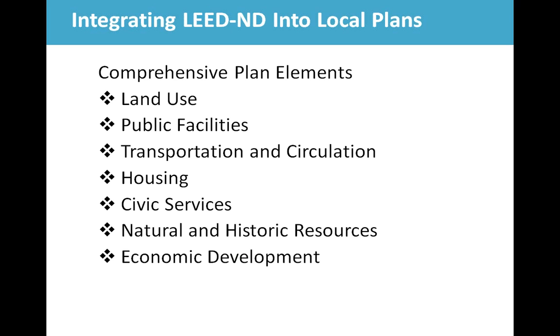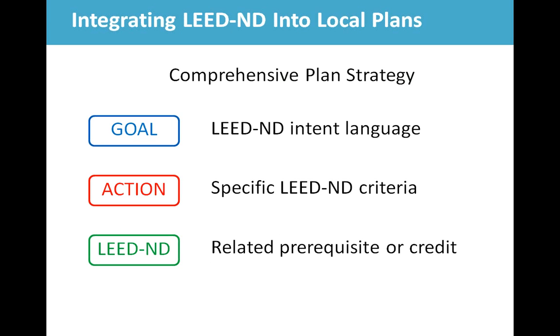The manual does this by showing how planners can convert LEED ND intent language and criteria into analogous planning goals and actions. By intent language and criteria, I'm referring to the general statement of intent and specific performance thresholds or prescriptive measures embodied in each LEED ND prerequisite and credit. The manual lists a comprehensive plan strategy for each of the typical planning elements. Each comprehensive plan strategy lists related LEED ND prerequisites and credits, presents planning goals developed using intent language from those LEED ND prerequisites and credits, and describes planning actions or implementation measures that derive from the specific LEED ND criteria.